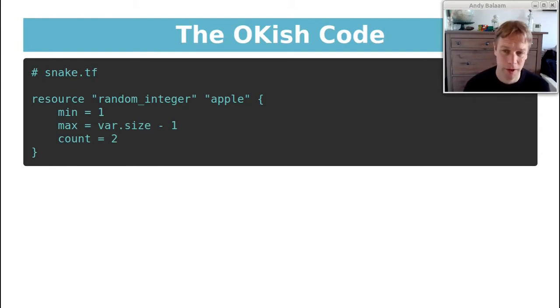I find this pretty weird in Terraform, that in your resource block you're using things for two different purposes here. Min and max are inputs that are needed by the random integer module. And then count is like some special property that is used by the resource itself to say, oh, you're going to have two lots of this. Anyway, point is, this code generates two random integers and puts them in the name Apple. And we'll see how you get them out in a bit.